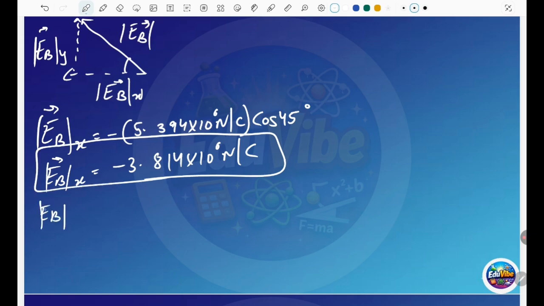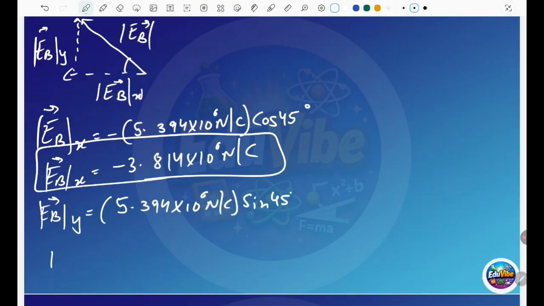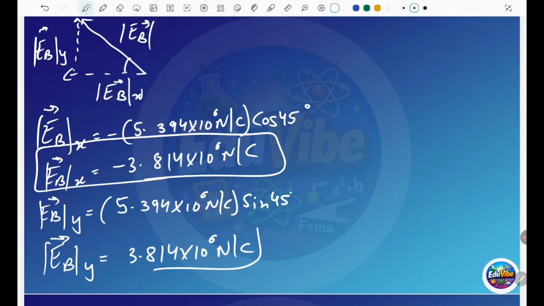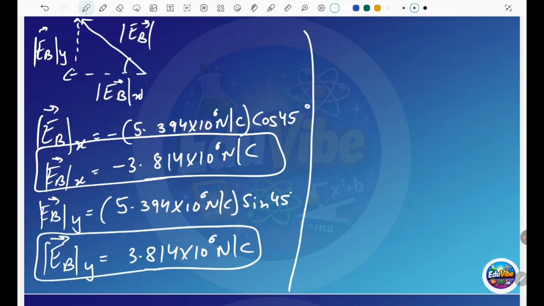For EBY, it remains positive as it is in the north direction. So 5.394 into 10 raised to power 6 Newton per coulomb, and now you take sine 45 degrees. So you get about 3.814 into 10 raised to power 6 Newton per coulomb. So this is another one, and now you have to find the total, the X component total and the Y component total.